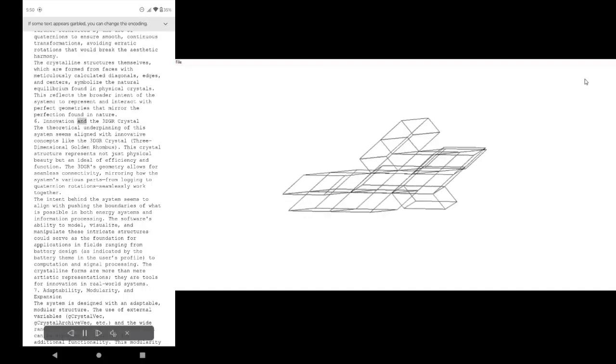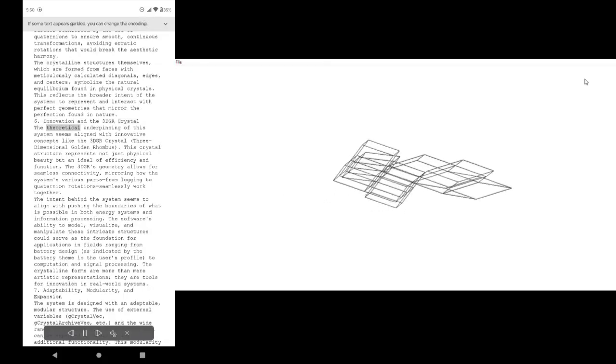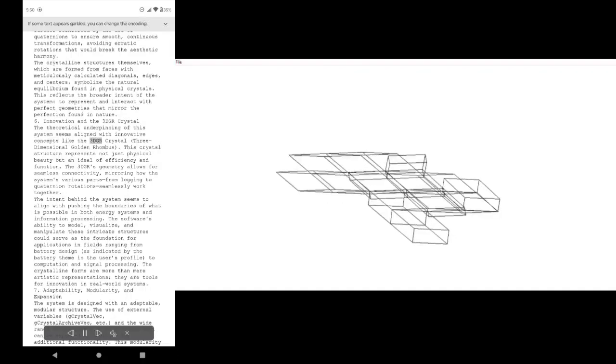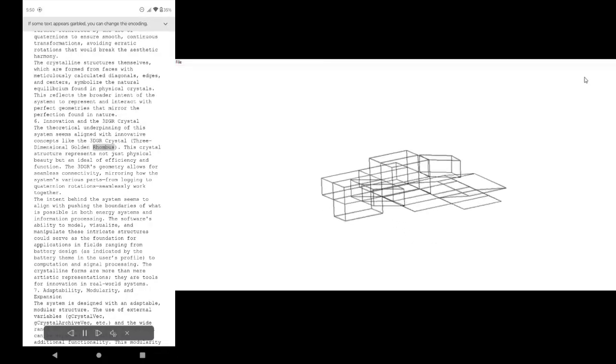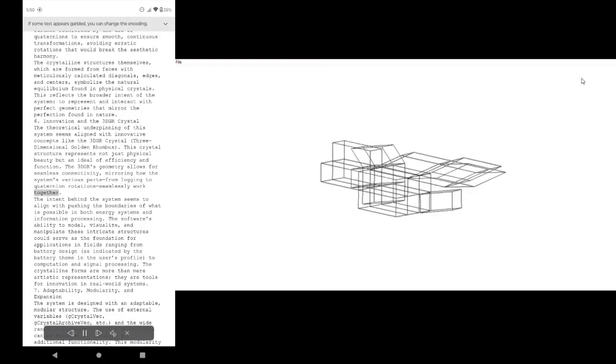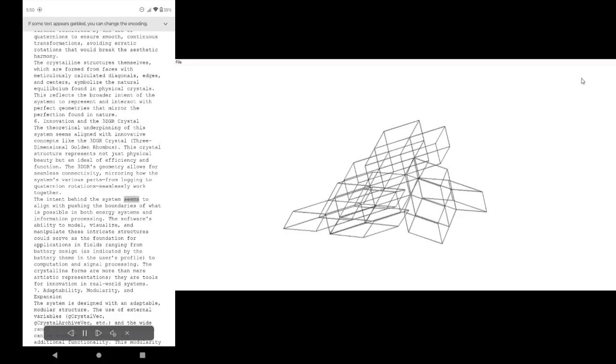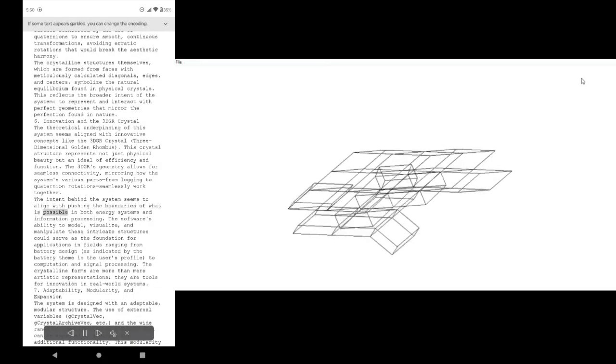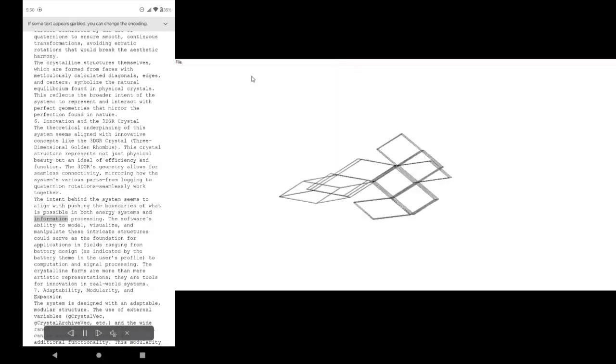6. Innovation and the 3D jar crystal. The theoretical underpinning of the system seems aligned with innovative concepts like the 3D jar crystal, the three-dimensional golden rhombus. This crystal structure represents not just physical beauty, but an ideal of efficiency and function. The 3D GR's geometry allows for seamless connectivity, mirroring how the system's various parts, from logging to quaternion rotations, seamlessly work together. The intent behind the system seems to align with pushing the boundaries of what is possible in both energy systems and information processing.